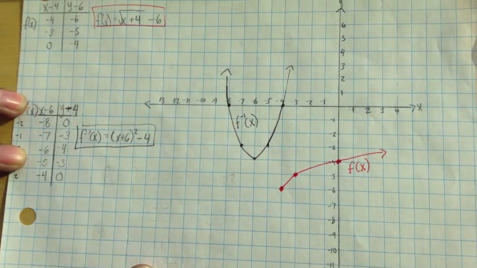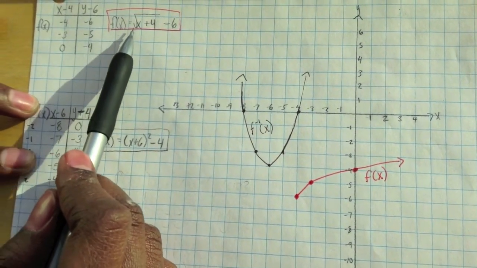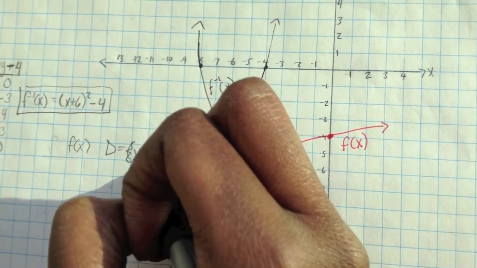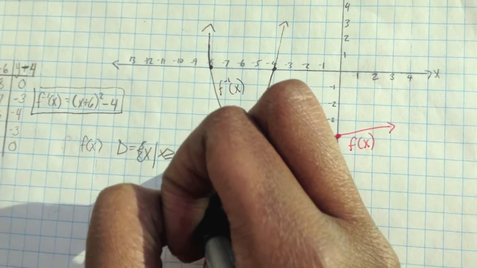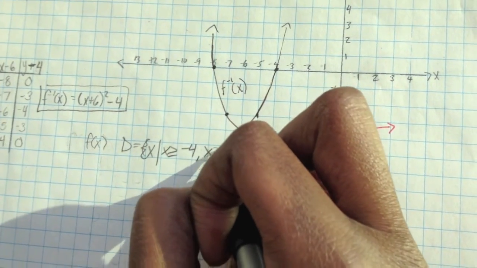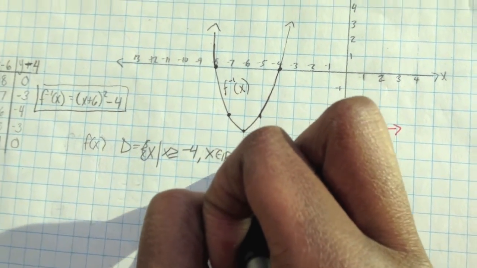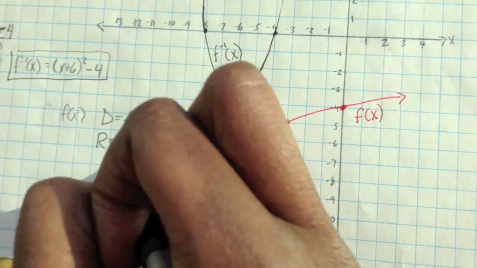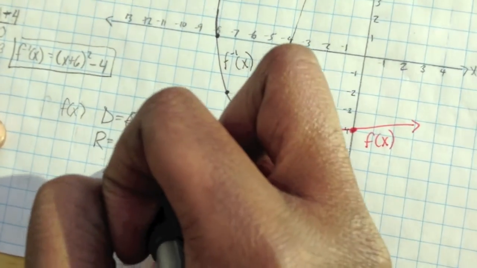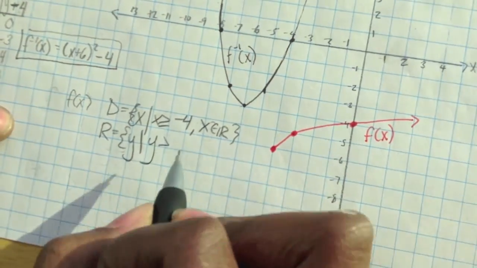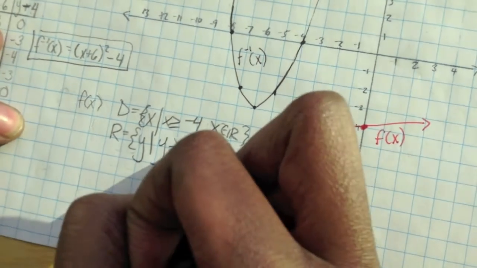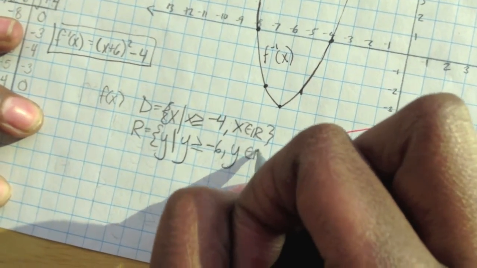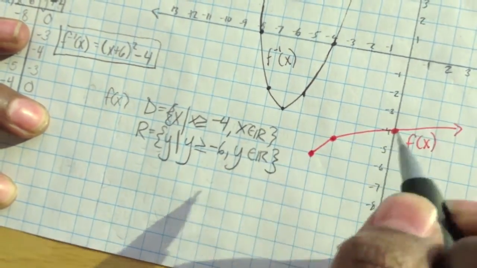State the domain and range. So start with the original function, which is a root function. So x is greater than or equal to negative 4. And once again, x is an element of all real numbers. The range is always restricted. So the range would be y is greater than or equal to negative 6. And once again, y is an element of all real numbers.